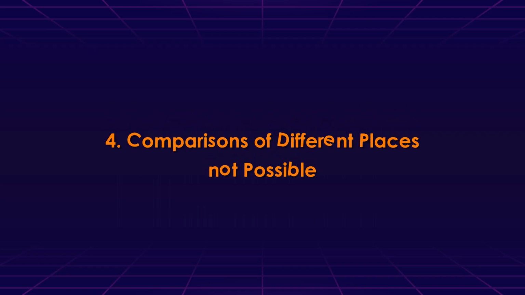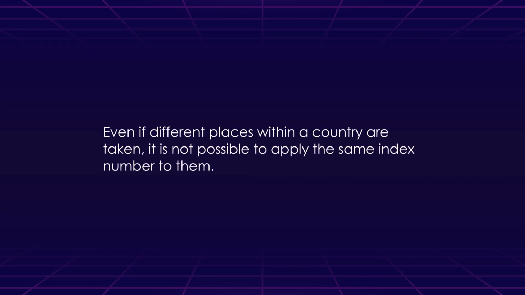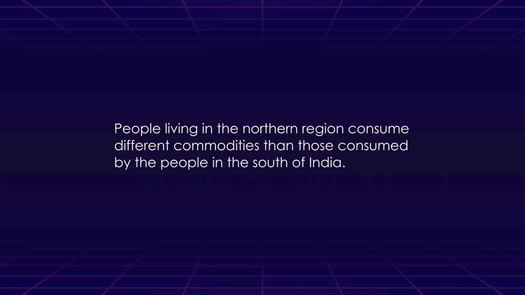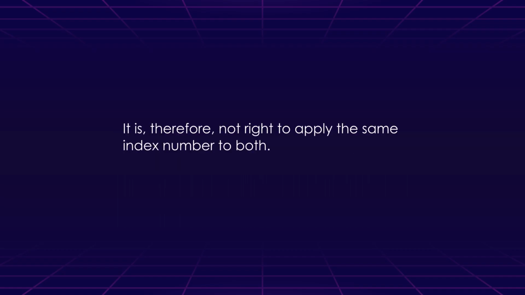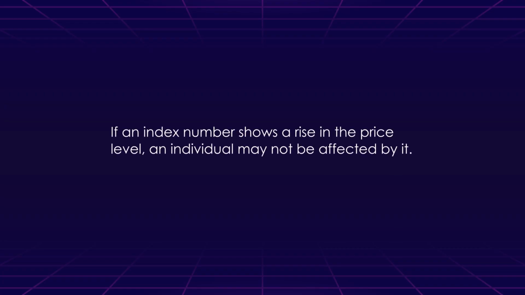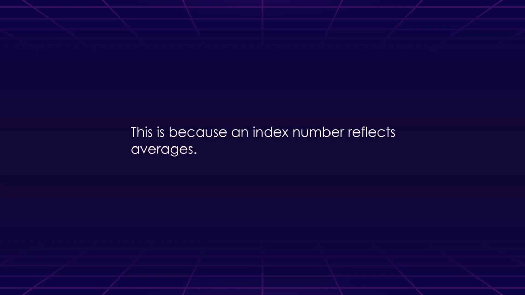On the other hand, some more difficulties are there, like comparison of different places not being possible. If we go more into the depth of that, we find that even if different places within a country are taken, it is not possible to apply the same index number to them. This is because of differences in the consumption habits of people. People living in the northern region consume different commodities than those consumed by the people in the south of India, and it is therefore not right to apply the same index number to both. Also, an index number is not applicable to an individual belonging to a group for which it is constructed. If an index number shows a rise in the price level, an individual may not be affected by it, because an index number reflects averages.